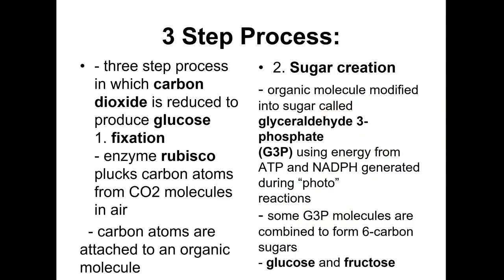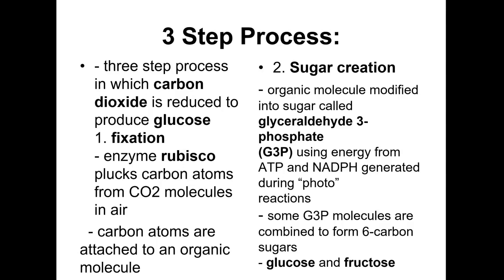So it's a three-step process in which carbon dioxide is going to be reduced to produce glucose. First step is fixation. The enzyme Rubisco is going to pluck carbon atoms from carbon dioxide molecules in the air. Carbon atoms are attached to organic molecules, and so this is why plants need carbon dioxide instead of oxygen, because they're going to use that carbon and actually put it into that sugar molecule.